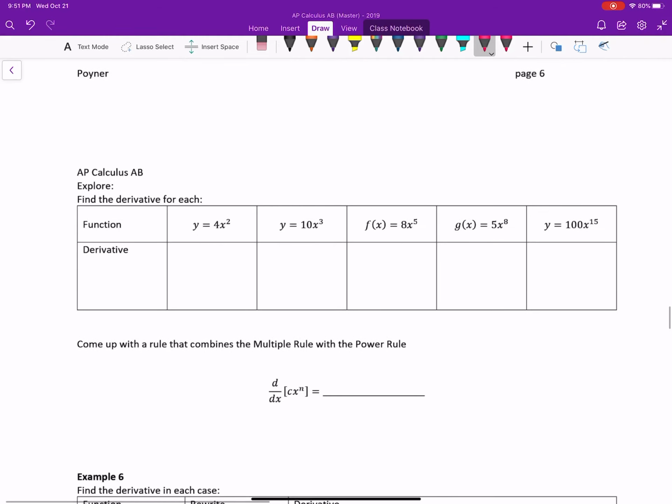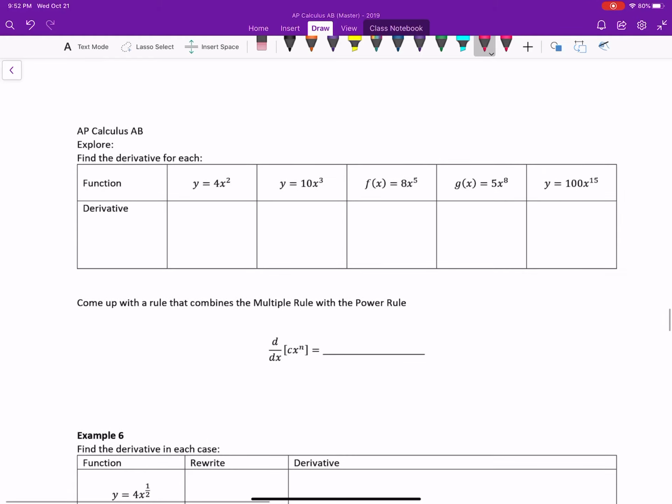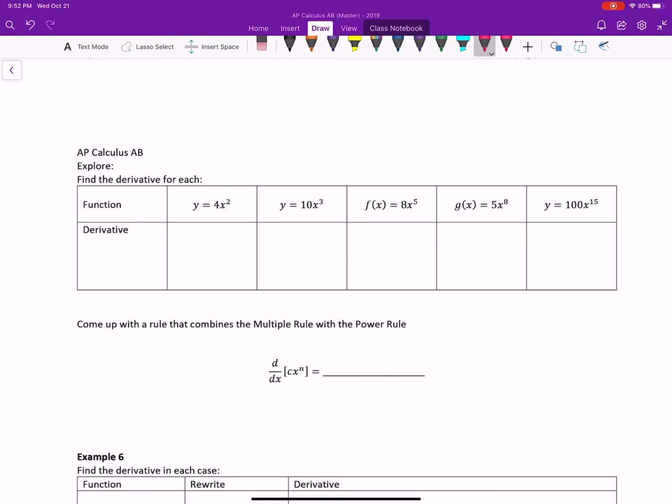Now try these and see. It's called the multiple rule and the power rule. If we put the multiple rule and power rule together, I kind of talked about it already, but try these here and come up with a rule. And we'll come back and do some more in the next video.